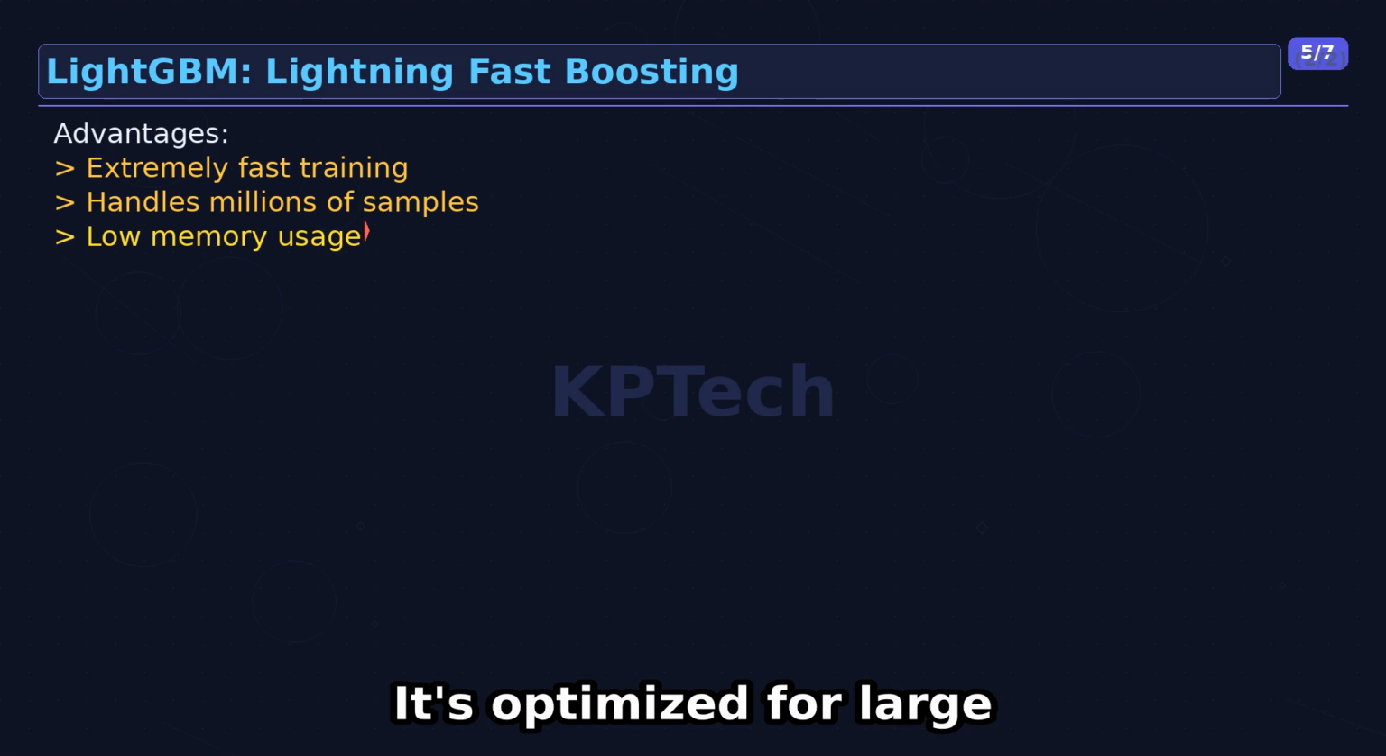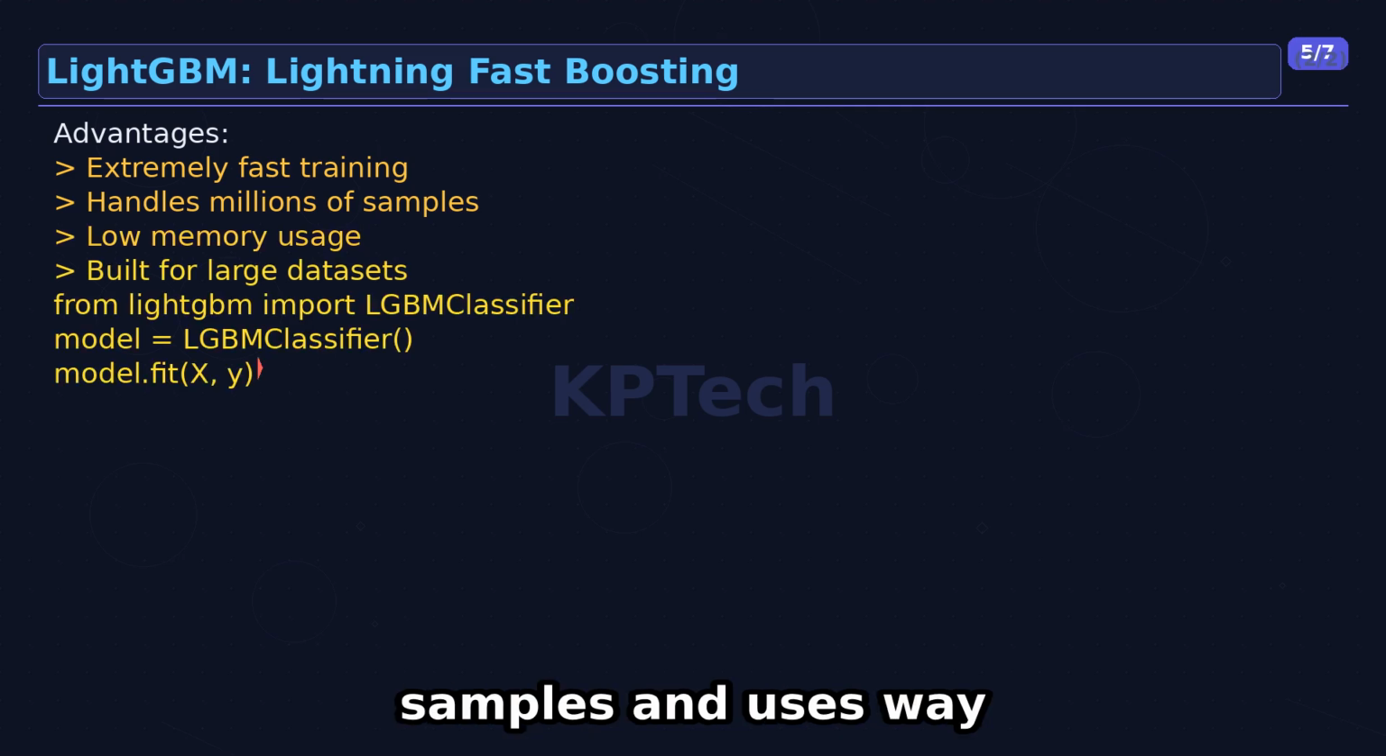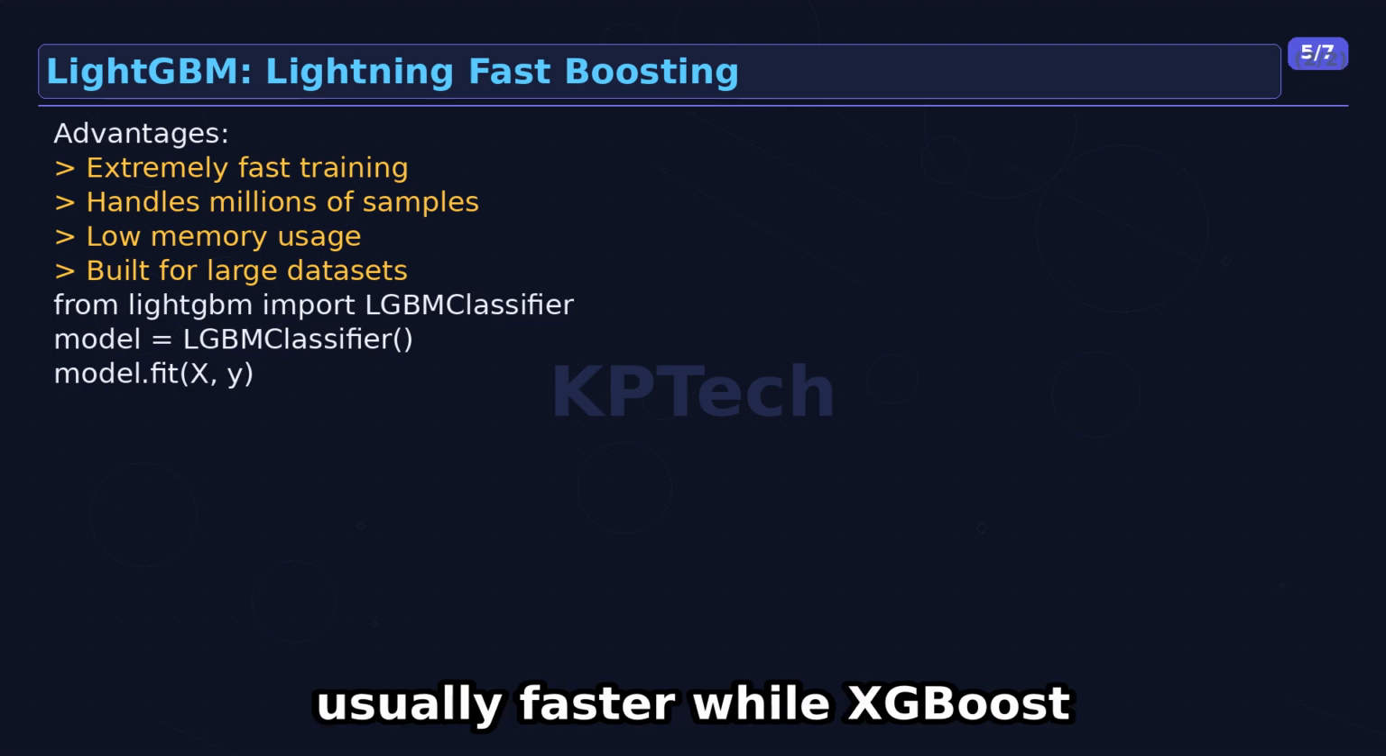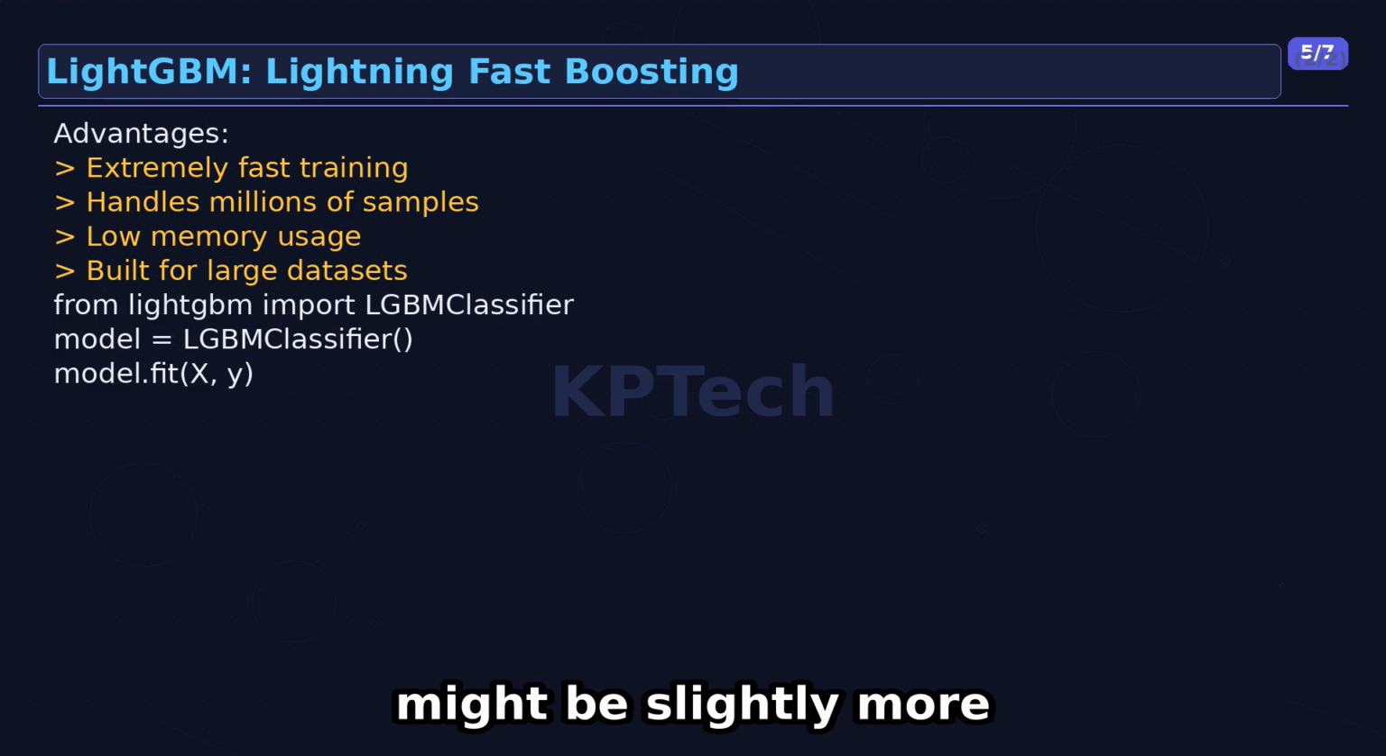It's optimized for large datasets with millions of samples and uses way less memory. The API is almost identical to XGBoost, so switching between them is easy. In practice, LightGBM is usually faster while XGBoost might be slightly more accurate, but they're both excellent choices.